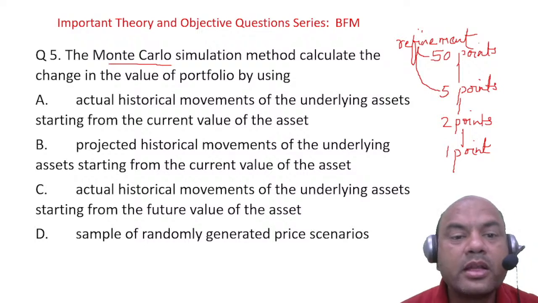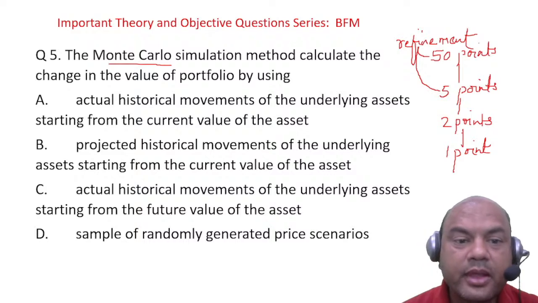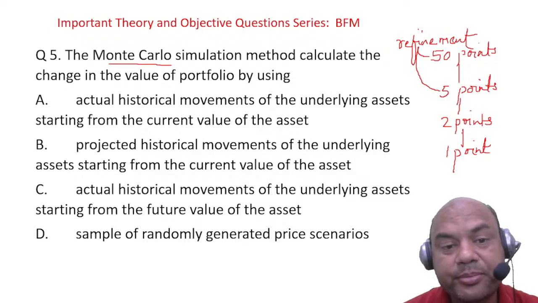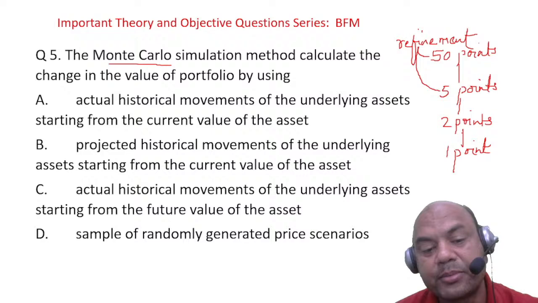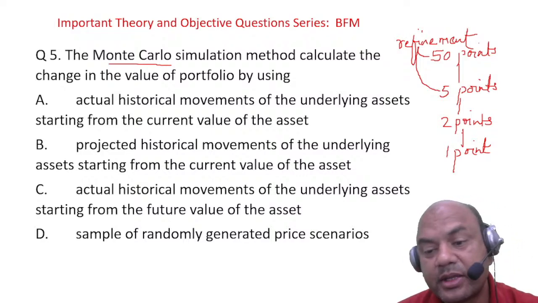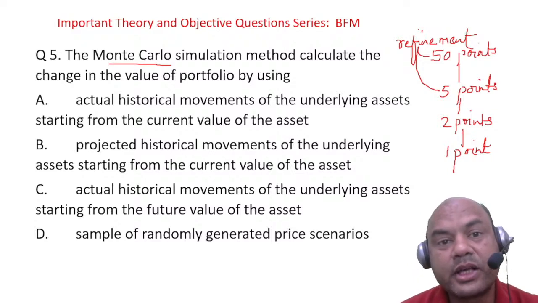The Monte Carlo simulation method calculates the change in the value of the portfolio using actual historical movements of the underlying assets starting from the current value. Now see here, the answers are similar to that earlier one. Projected historical movements of the underlying assets using the current value of the assets. Actual historical movement of the underlying assets starting from the future value of the assets, and sample of randomly generated price scenarios. Answers seem to be similar, but the answers are different over here.